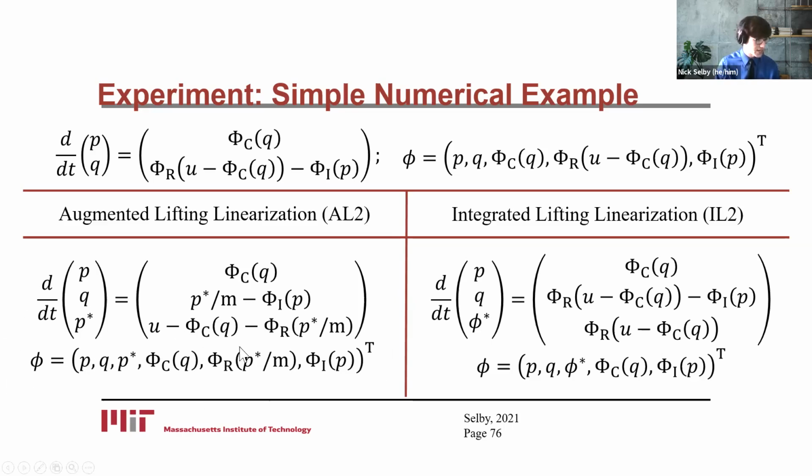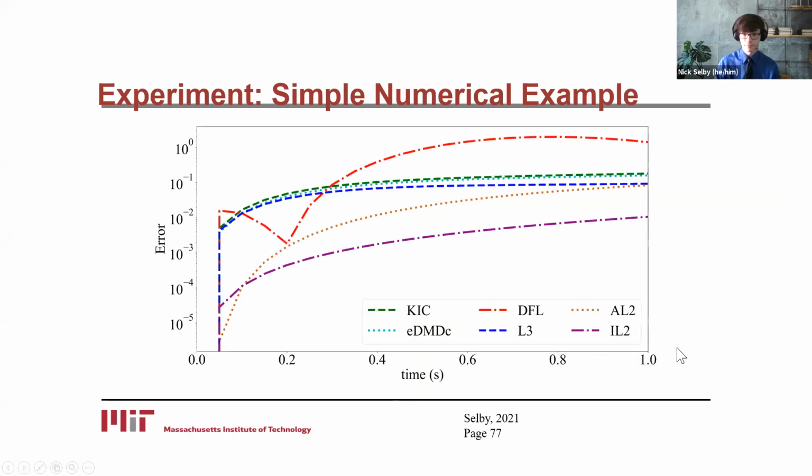We have 1, 2, 3, 4, 5, 6 observables in AL2 and just 1, 2, 3, 4, 5 observables for IL2. We benchmark AL2 and IL2 against the same algorithms as before, and I show the plot of the sum squared error across both states. As before, the DMD-based model fails to track the system at all due to its causality problems. And this time, interestingly, the Koopman algorithm is also so poor that it performs about as well as EDMDC.